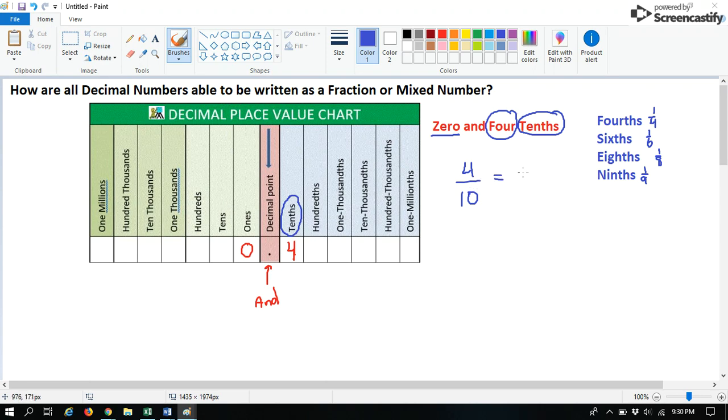So think about where we started. We started with 0 and 4/10. Well, you could go the other way. 4/10, 4 over 10, is equal to 0 and 4/10, or you can say 0 and 4/10 is equal to 4/10. So I hope that's starting to become clear if it was not clear before. Let's move on to another example, but this time we'll add a 1. We'll add something in the ones column.